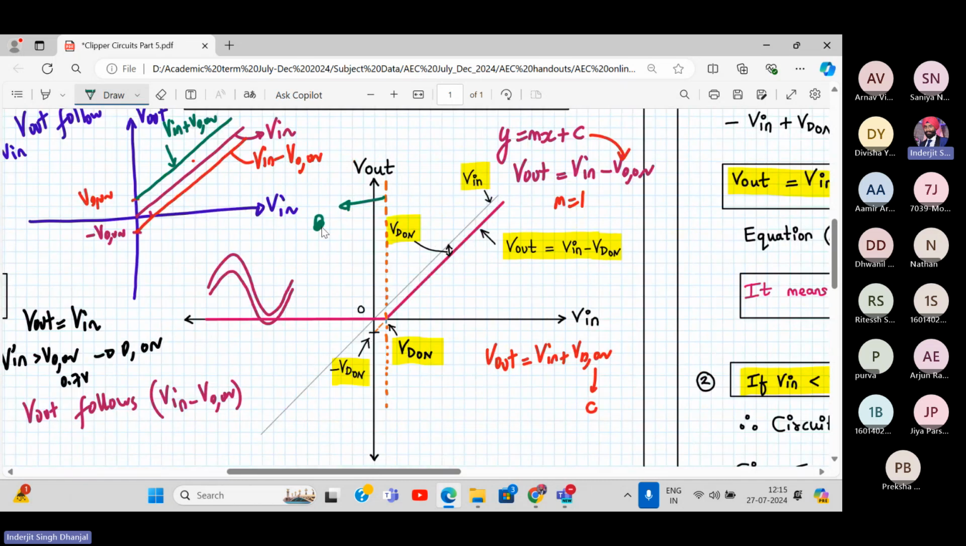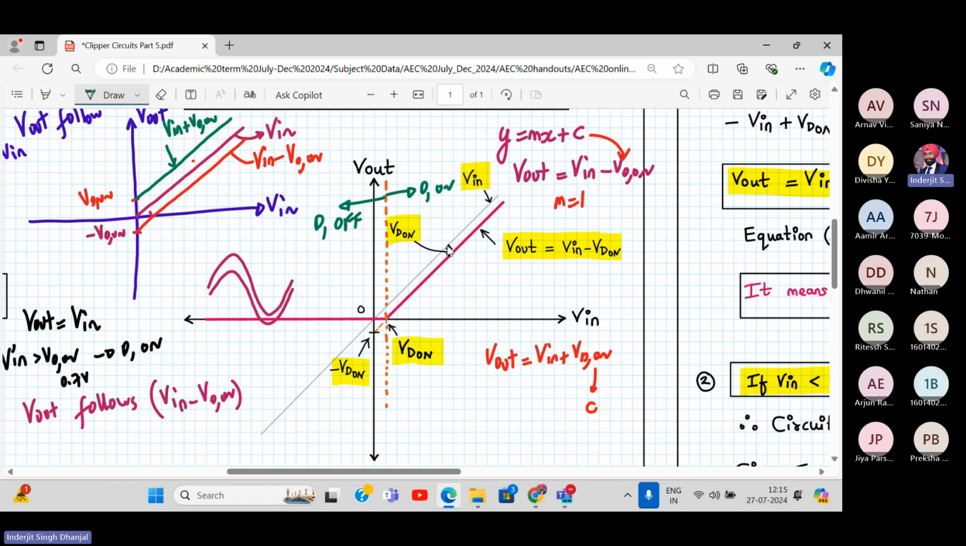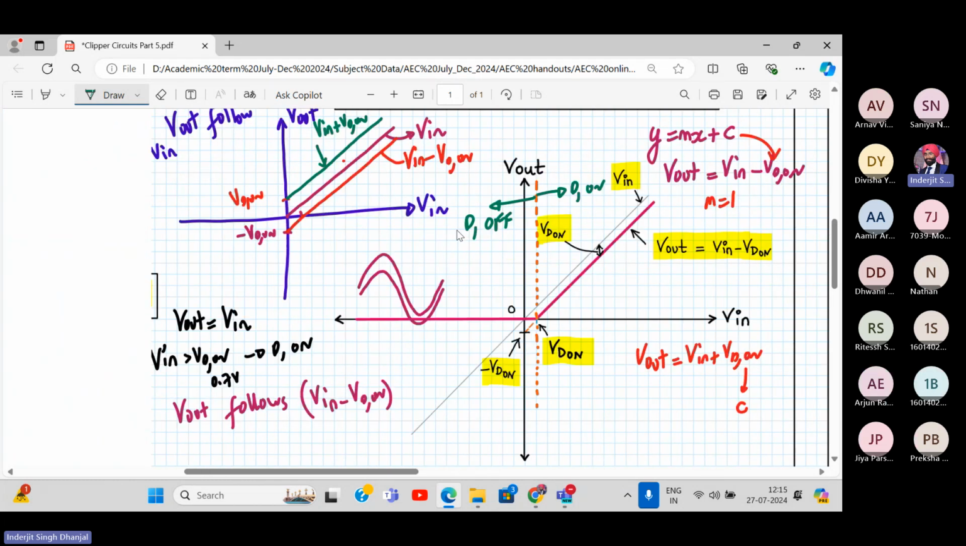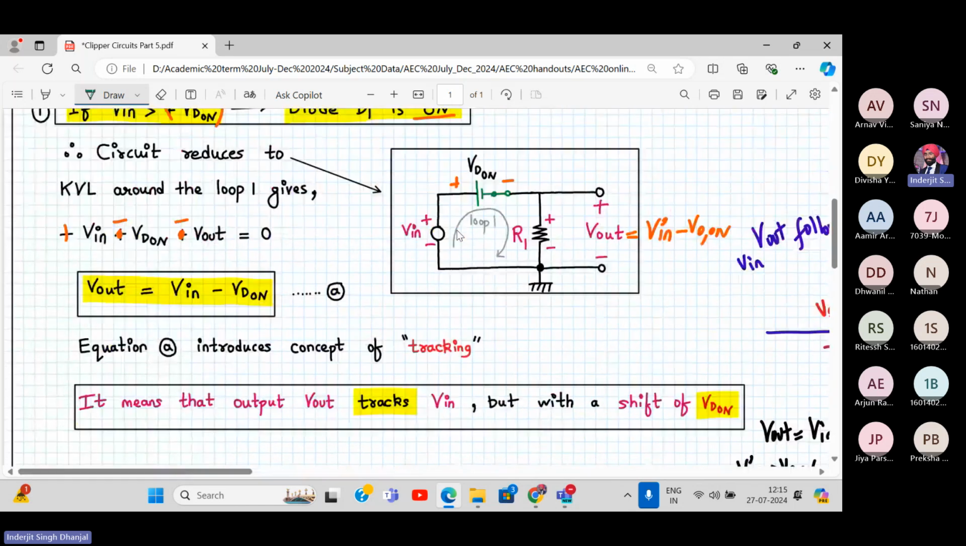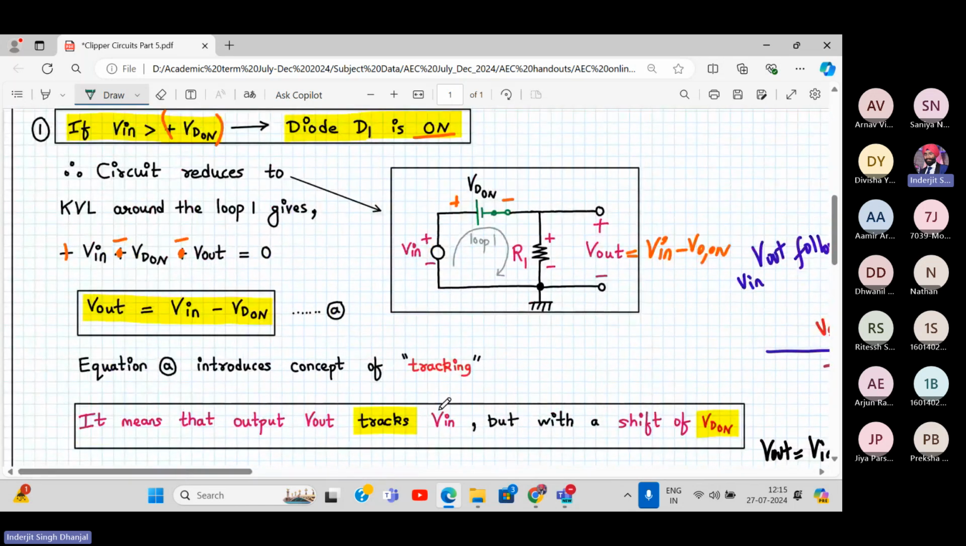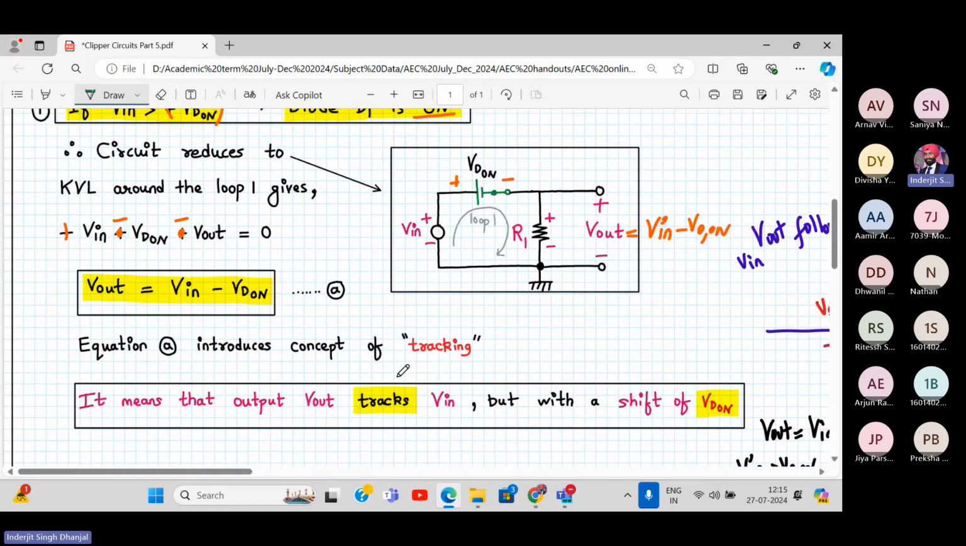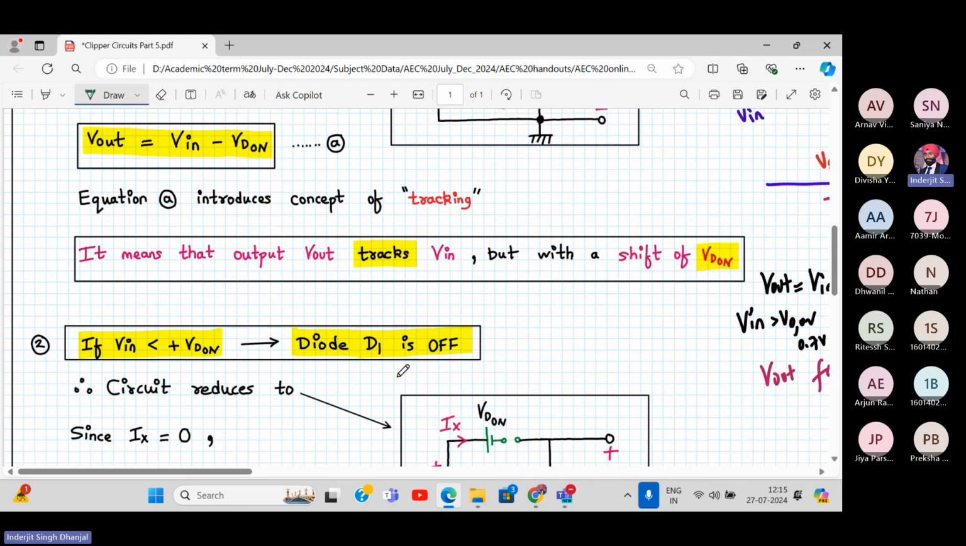Below this, my diode is off, so it will be a line. Let's see what happens when the diode is off. Here the diode is on. When the diode is on, what happens? The output tracks the input, but with a shift of my VD on. So let's discuss now. I hope this concept is clear. The concept of tracking is clear now. The output tracks the input, but with a shift of VD on.